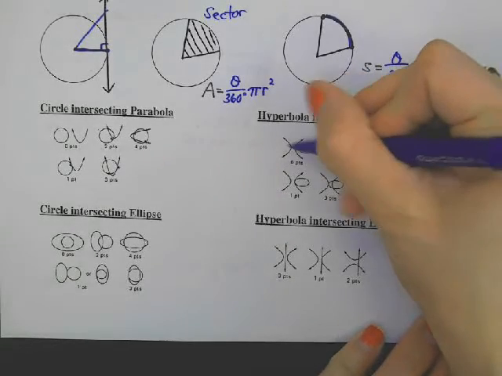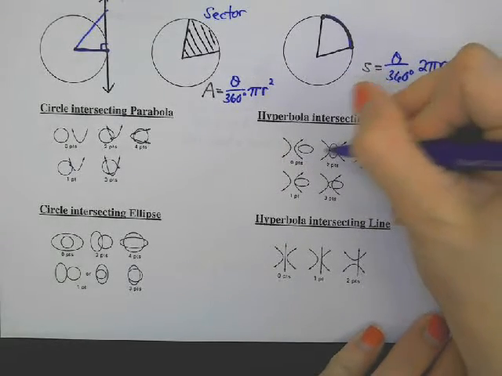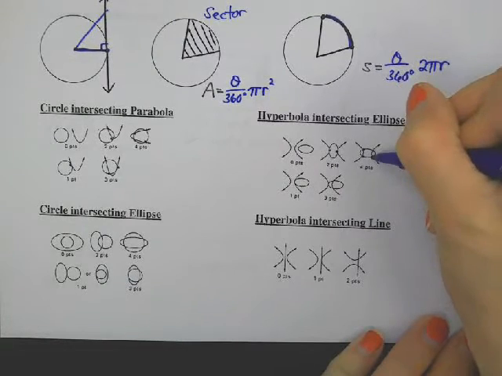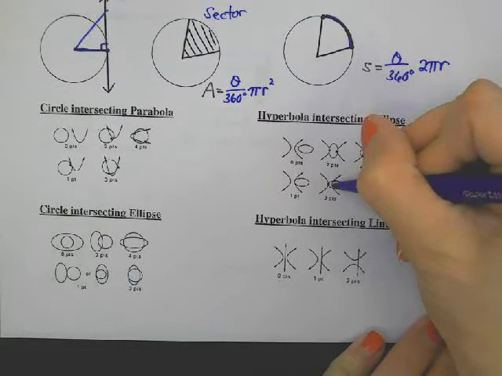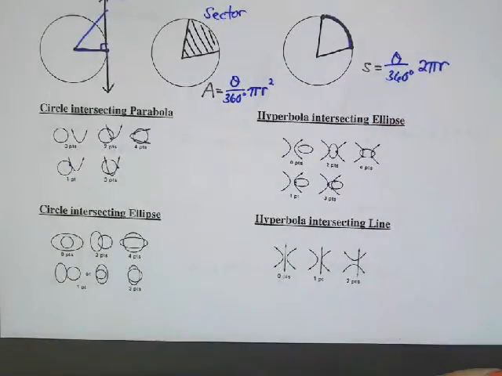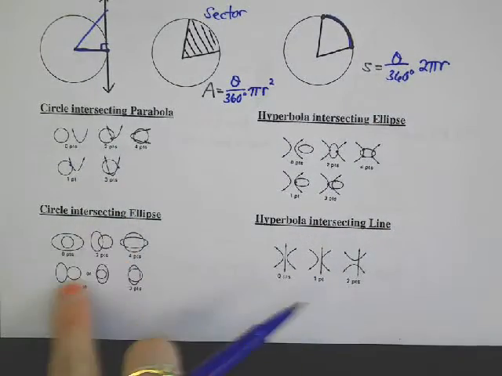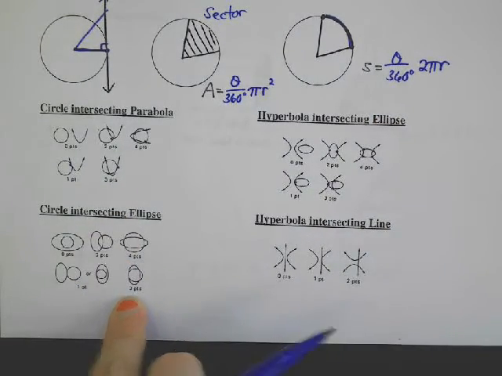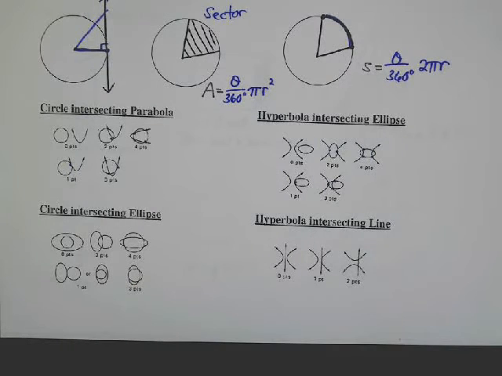The ellipse can be outside the hyperbola. It could be tangent like that, touching twice, 1, 2, 3, 4 times at most, or maybe one tangent and then these two intersecting, or just one tangent. Okay, a circle and an ellipse can be like this. 0, 1, 2, 3, 4.